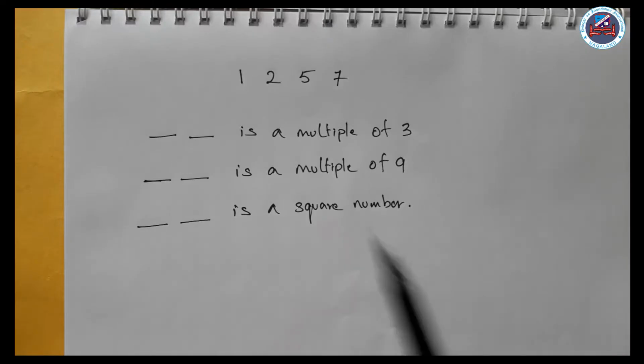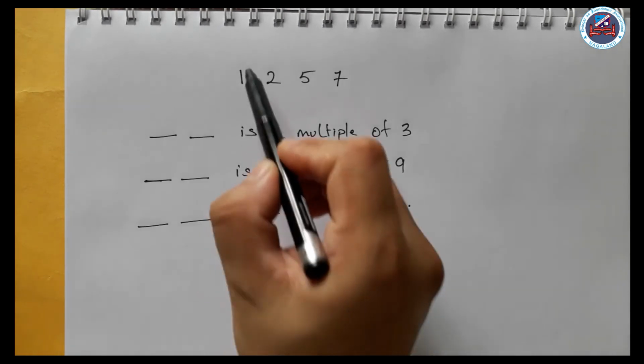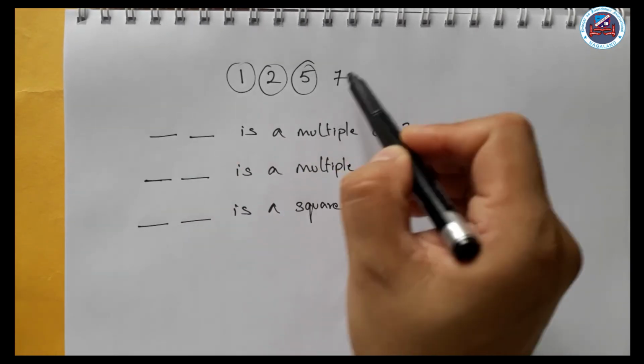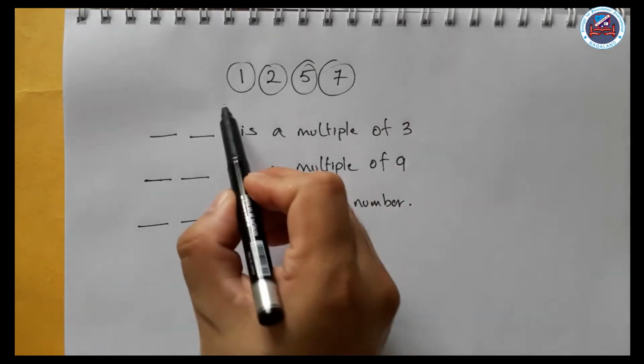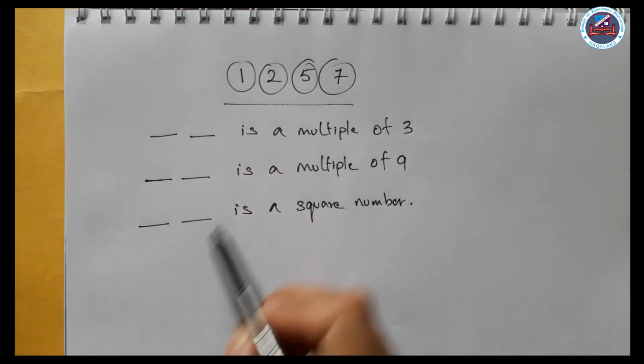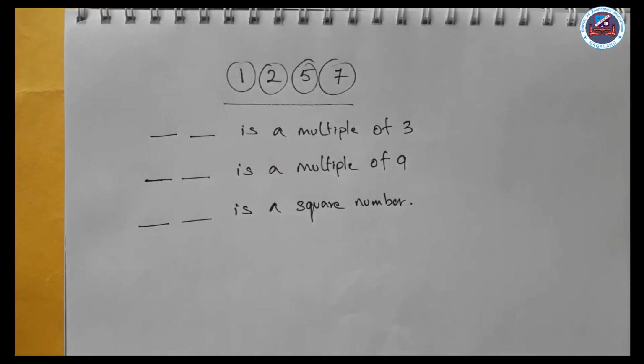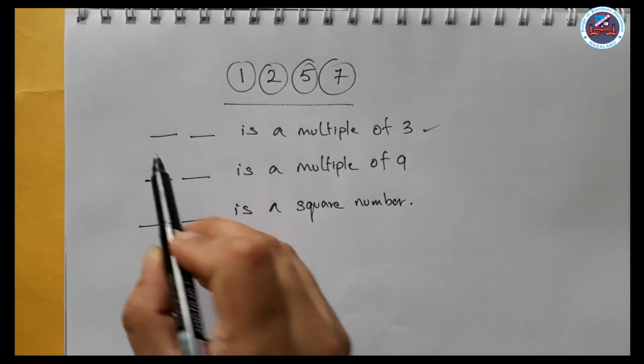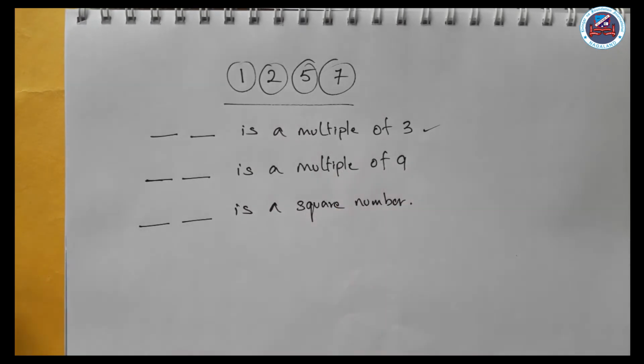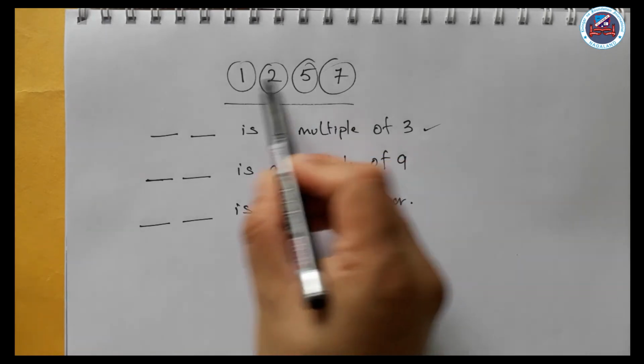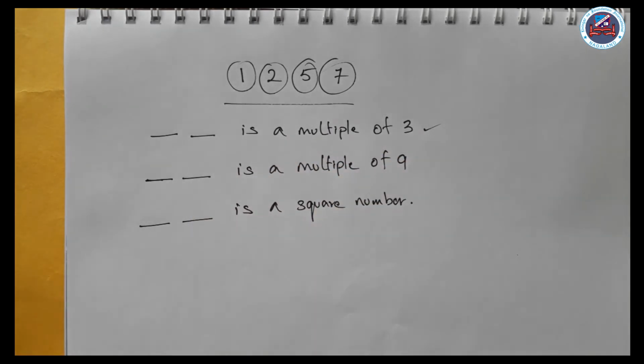So what we have to do is, we have 4 digits here: 1, 2, 5, 7. Now using only these 4 digits, we have to fill these gaps. So let's take the first one. Dash and dash is a multiple of 3. Now there are multiple answers here. Some of you may have a different answer, and both of you can be correct. So let's take an easy one.